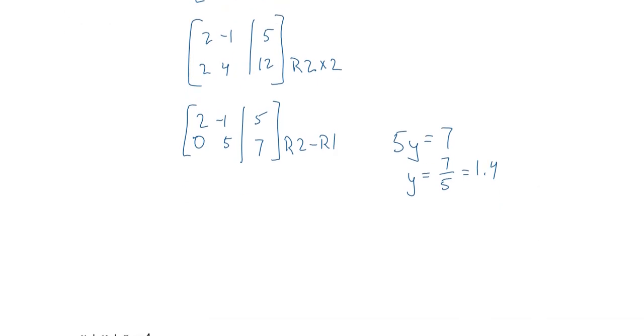And I'm going to take this, and I'm going to solve for x, and I'm going to use this version, which is now like 2x minus y equals 5, but I know y, so I get 2x minus y equals 5, and I get 2x equals 6.4. I don't know why I'm working in decimals, but I am, which is 3.2.